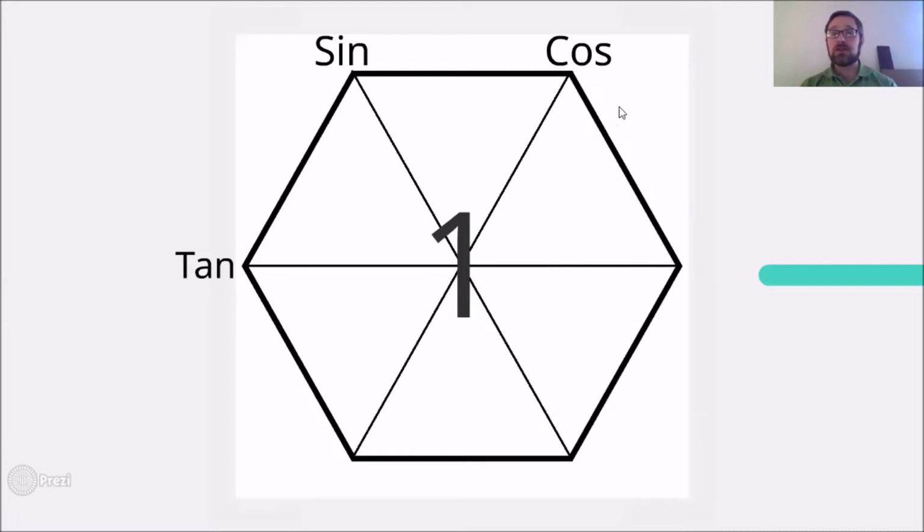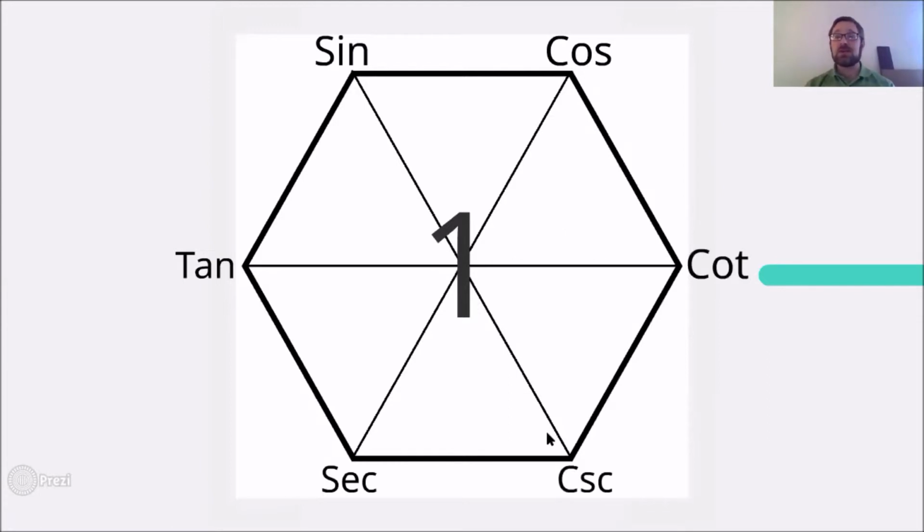So if you look at the cosine and go straight all the way across through the 1, over to the other side, you're going to get the secant. And then after that, it's going to be sine going all the way across, so that one should be the cosecant. And then, of course, the last one is the cotangent. So that's our magic hexagon.